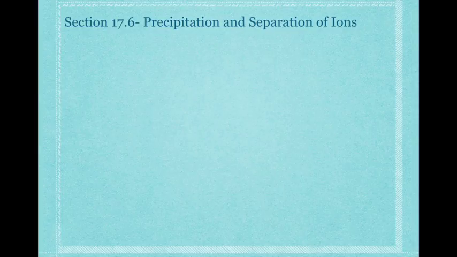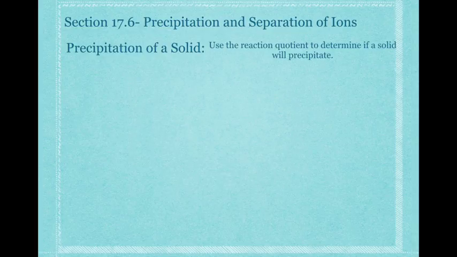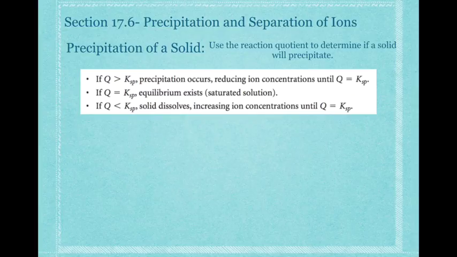So one way we can use the solubility product constant is by determining if ions can precipitate out of solution. The way that we do that is we use the reaction quotient, Q, which we've already studied, to determine if it's going to precipitate. If your reaction quotient is larger than your KSP, that means that precipitation is going to occur, and it's going to occur until your Q equals KSP.